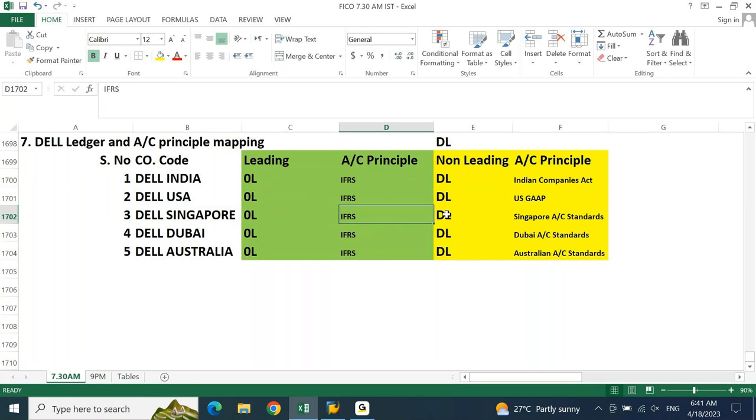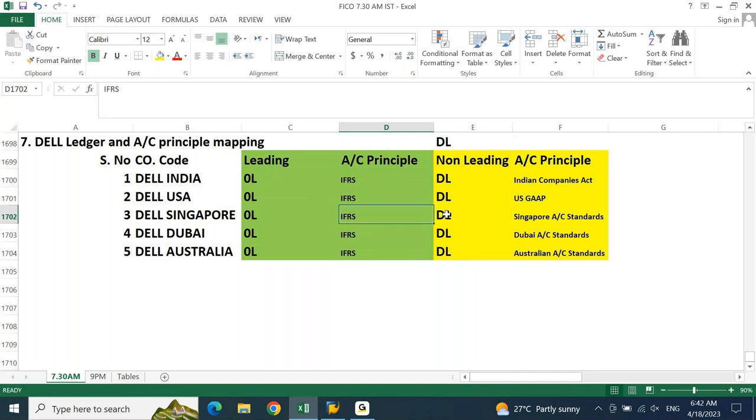Yes, sir, I have one question. See, for example, if a company is working only on an Indian base, in my project they have assigned a leading ledger and they are reporting only to the Indian government. In that case, for the accounting principle we can assign the Indian standard, right, sir? Yeah. Correct. ICA. Yes, so no need of IFRS.